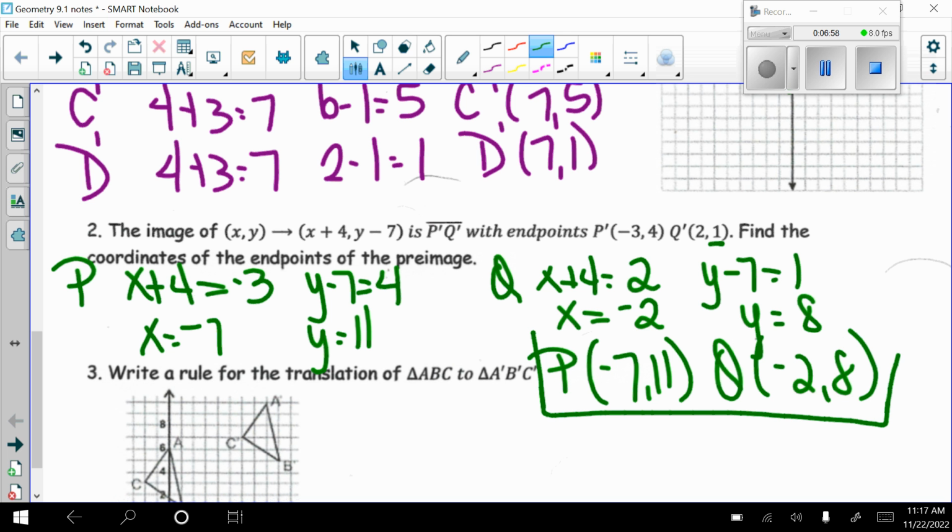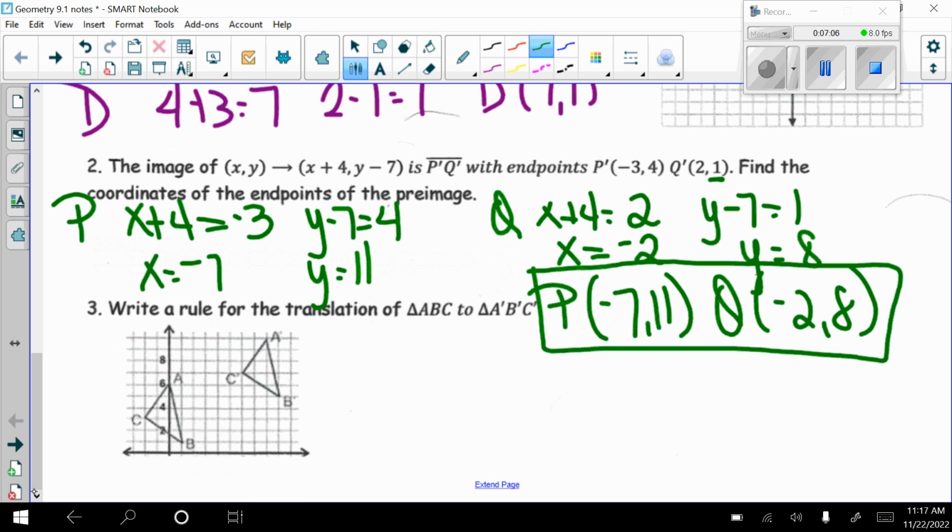And so we started with the image, and we found what the pre-image was. So now they're going to give us a picture of two triangles already graphed, and they want us to write the rule for the translation of triangle ABC to triangle A prime, B prime, C prime. I only need to pick one of these points because they all had to move and have the exact same translation. So it doesn't matter which point I pick. I'm just going to pick point B.